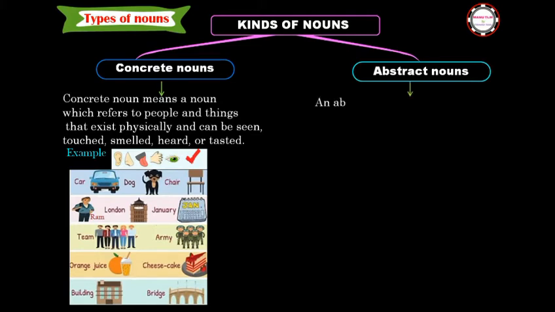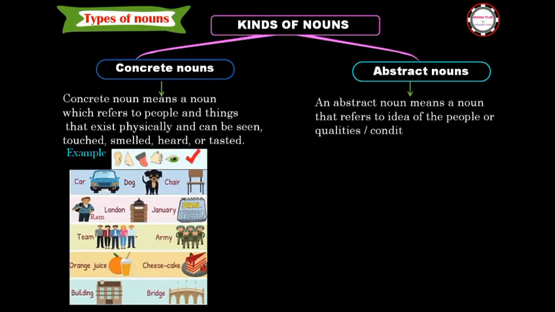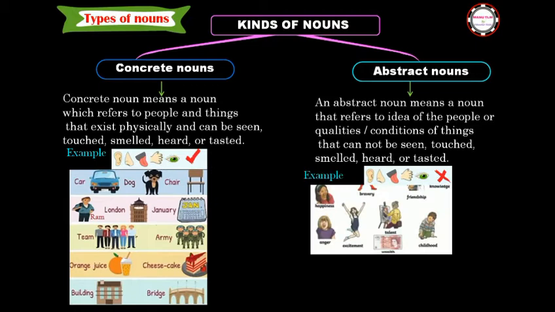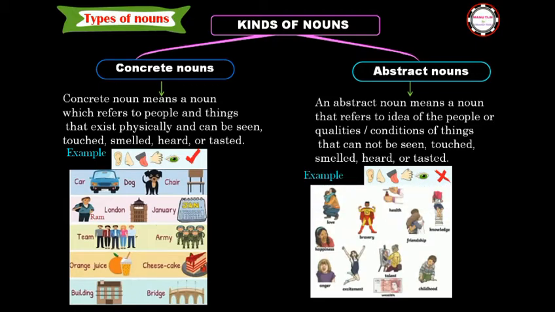Next, abstract nouns. An abstract noun means a noun that refers to an idea of people or quality or condition of things that cannot be seen, touched, smelled, heard, or tasted. We can't sense them. Example: healthy, love, friendship, knowledge, talent. Observe the pictures.